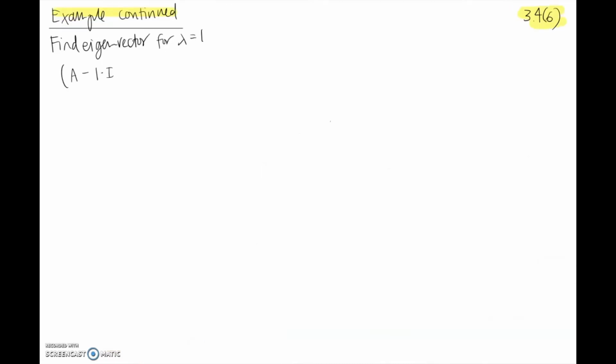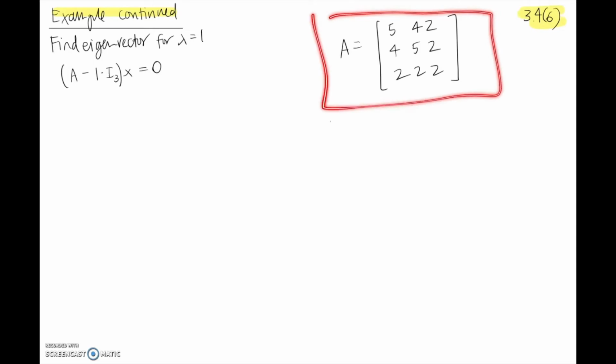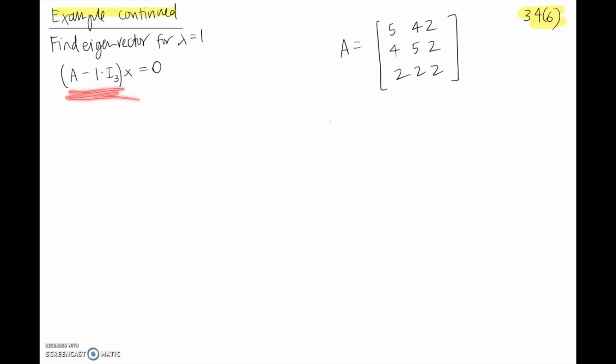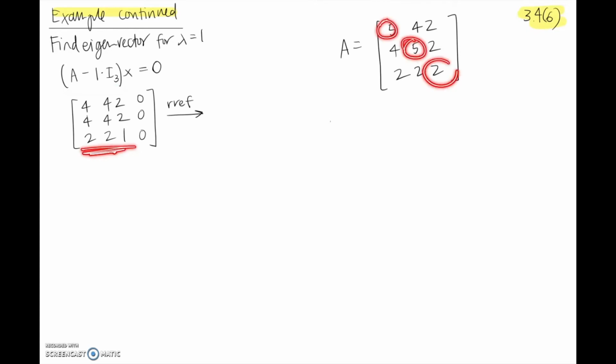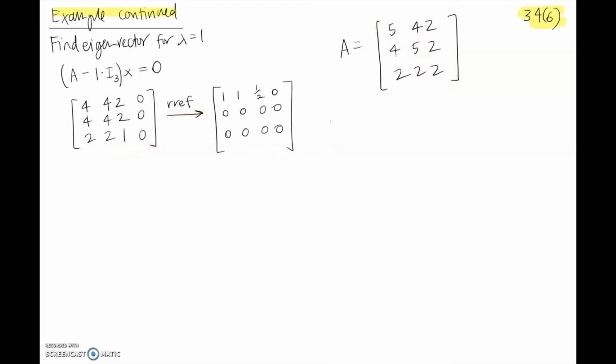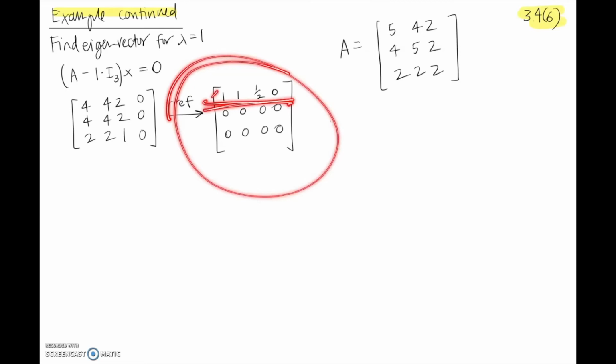So this time it's our matrix A minus 1, because this was our eigenvalue, times the identity matrix of size 3, times the x vector will equal 0. And we're remembering that this is our original matrix A, so we can find this pretty easily. So this is the new part of the matrix. I just had to subtract 1 from each of these diagonal elements, otherwise everything's the same, and it's the augmented matrix. We're going to put it through reduced row echelon form and see what comes out of that. So we get this out of the reduced row echelon form, and I'm beginning to suspect something. I think we're going to get 2 vectors out of this as solutions.